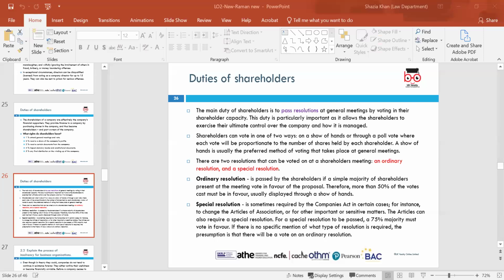And then special resolution, which is sometimes required by the Companies Act in certain cases, for instance, to change the articles of association or for other important or sensitive matters. The articles can also include a special resolution. For a special resolution to be passed, a 75% majority must vote in favour. If there's no specific mention of what type of resolution is required, the presumption is there will be a vote on an ordinary resolution.